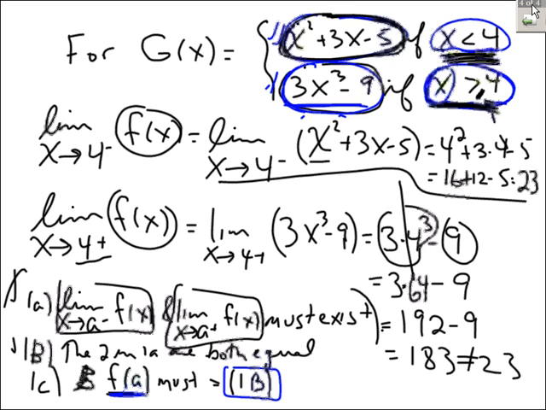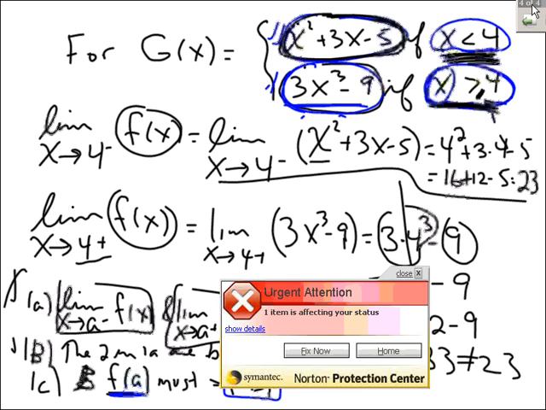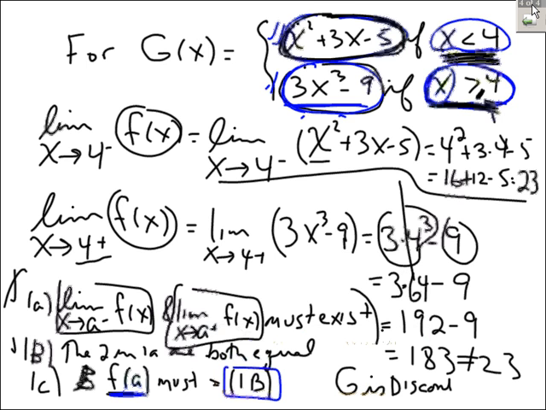1a has not been satisfied, so you say G is discontinuous at x equals 4. G is discontinuous at x equals 4.